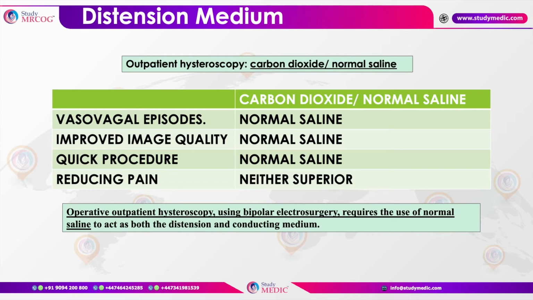Regarding vasovagal episodes, they're lower with normal saline, with better image quality and a quicker procedure with normal saline. However, in terms of pain, none of these is superior. And if you are planning operative outpatient hysteroscopy using bipolar electrosurgery, then normal saline is better, because it acts as both distension as well as conducting media.